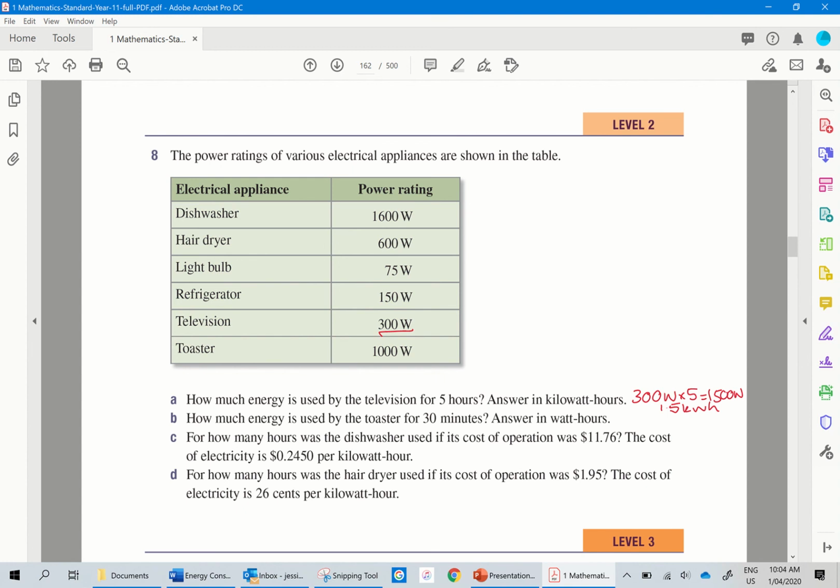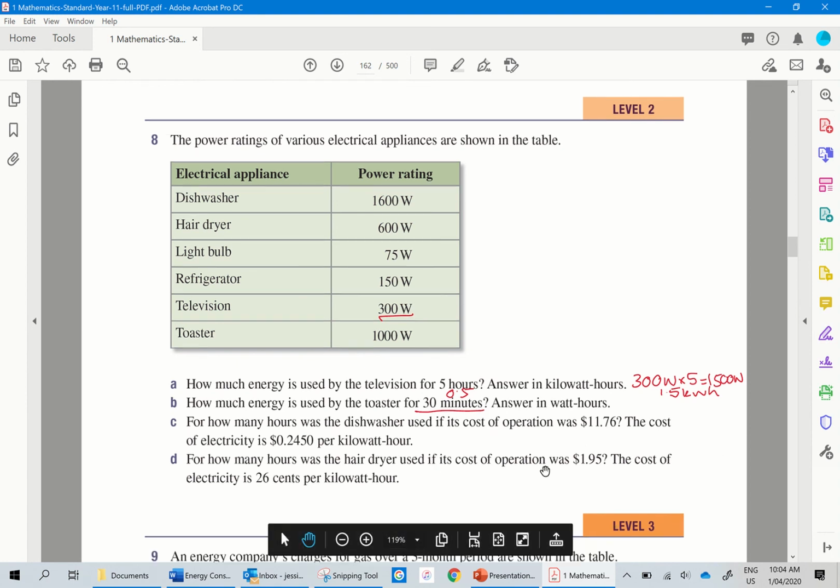So then B, it's going to be the same idea. This one, they've given you minutes, so make sure you convert that to 0.5 hours, and then they want it in watts. Okay, so you're going to multiply it. And keep going. D is an interesting one. Let's look at D together.